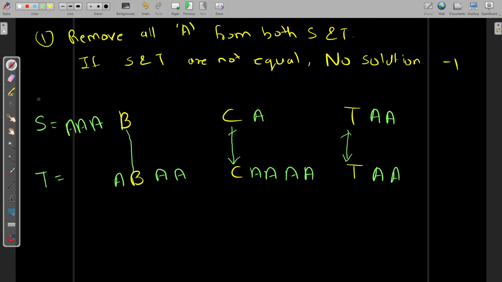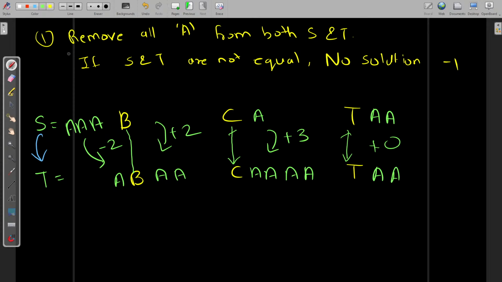To make string S equal to string T, what we need to do is minus 2. We have to remove two A's from over here. Here we will have to add two A's. Here we will have to add three A's, and here we will have to do nothing because two A's were present and we need two more A's. So plus 0. So if we remove all the A's from the original string, then we get B, C, T after the first step.